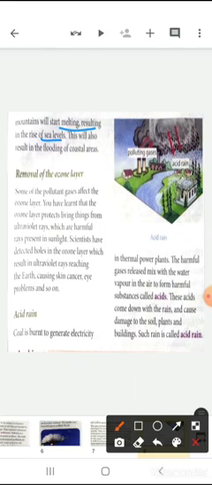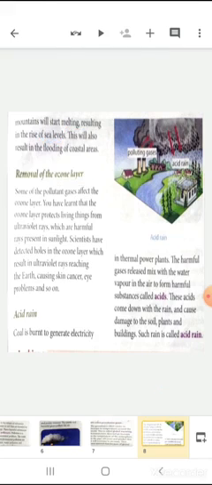Then we have removal of the ozone layer. Some of the pollutant gases affect the ozone layer. The ozone layer is all around the earth, and this is a kind of protection sheet. Okay, if this is earth, this is the ozone layer. The ozone layer is a protecting shield.